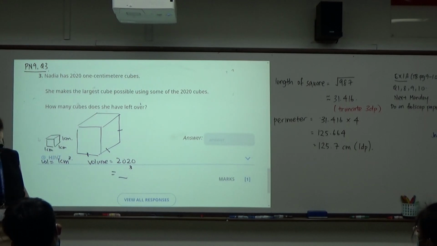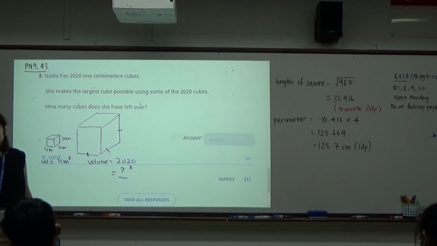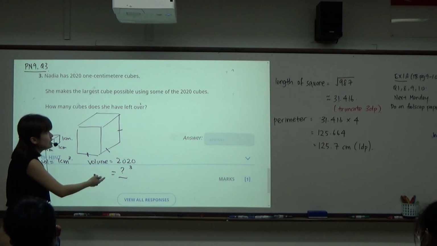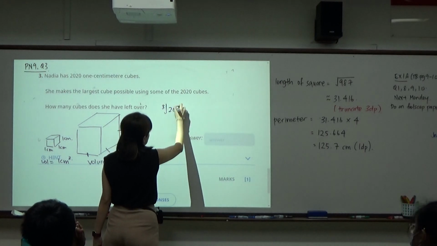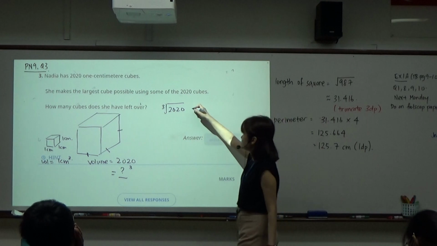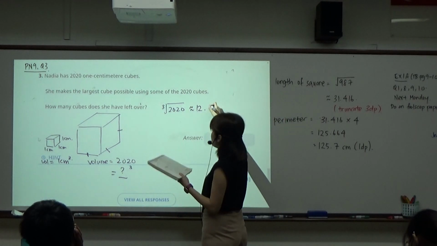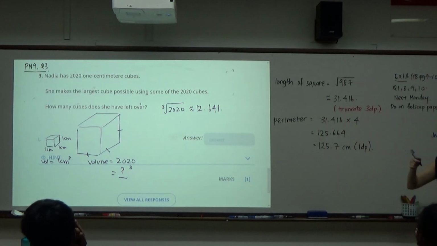Agree? If I want to find out what this number is, what I will do is to take the cube root. But if I take the cube root of 2020, do I get a nice number? No. What do I get? 12.641, if I truncate to 3 decimal places.